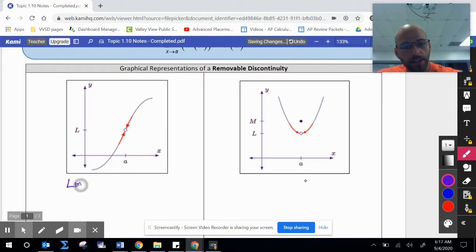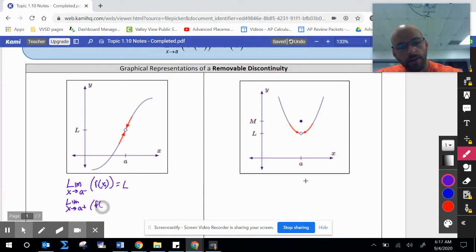Okay, so if I take the limit as x approaches a from the left of f of x, that's going to equal L. If I take the limit as x approaches a from the right of f of x, that also equals L. So we can conclude, using our definition for limits here, the limit as x approaches a, the two-sided limit of f of x, is going to be L.